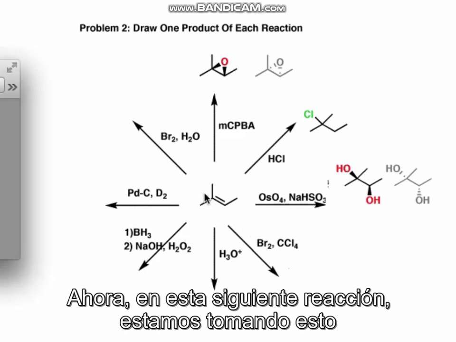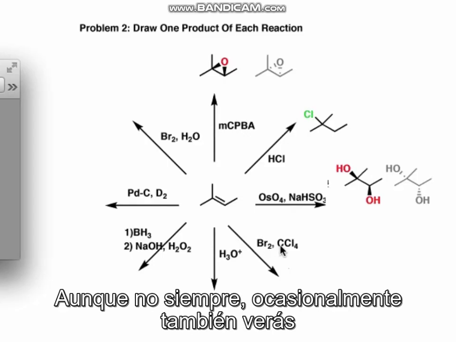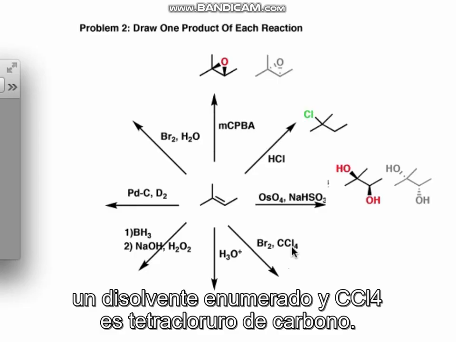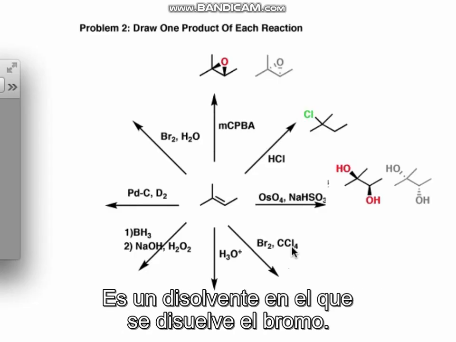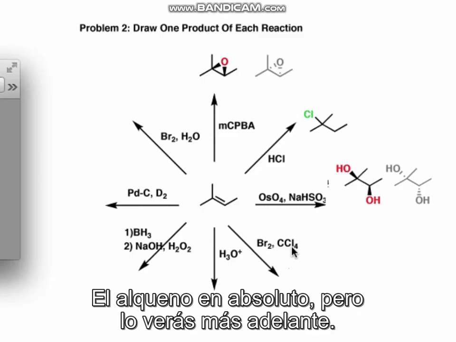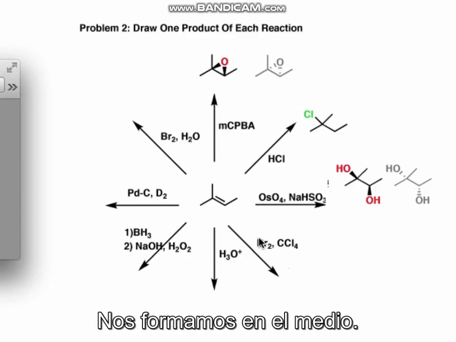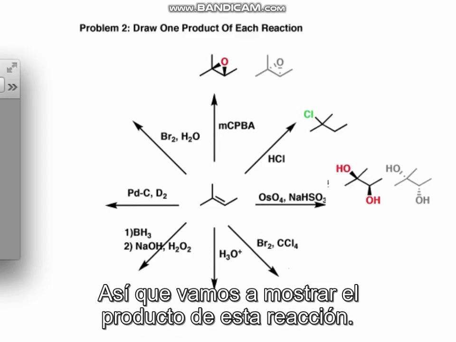Now in this next reaction, we're taking this alkene and treating it with bromine, Br2, and although not always, occasionally you will also see a solvent listed, and CCl4 is carbon tetrachloride. It's a solvent that bromine is dissolved in, and actually it's not going to react with the alkene at all, but you'll see later this is to differentiate itself from other solvents which possibly could react with the bromonium ion we form in the middle. So let's show the product of this reaction.